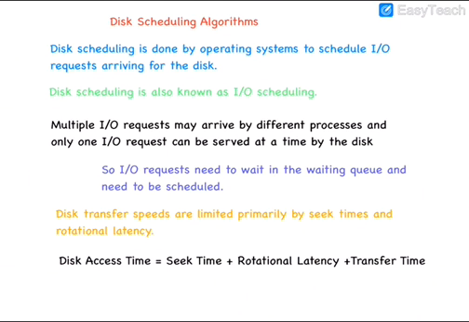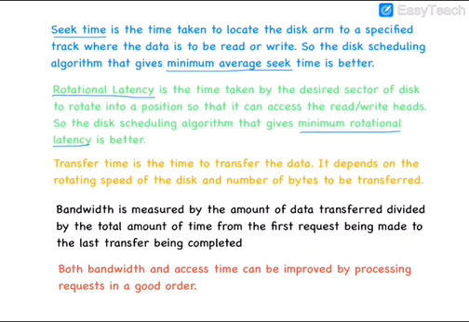When we are looking at the disk scheduler, we have to know about disk access time. Disk access time is a combination of seek time plus rotational latency plus transfer time. If we add these three times, we get the disk access time. So disk access time determines the disk transfer speeds. Let us see what a seek time is.